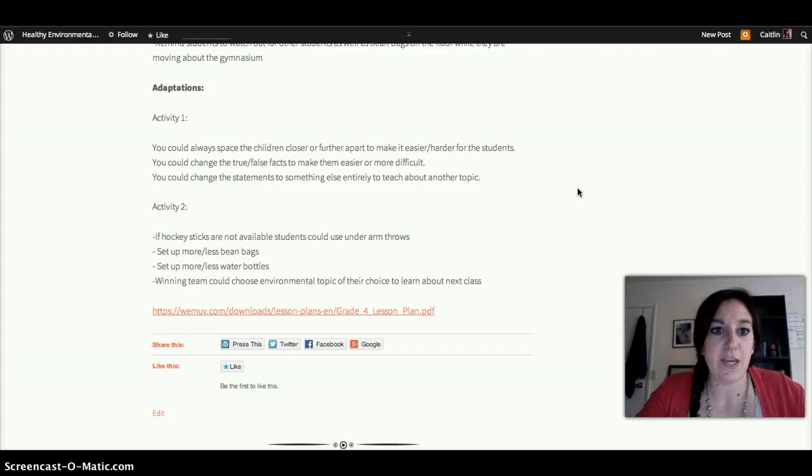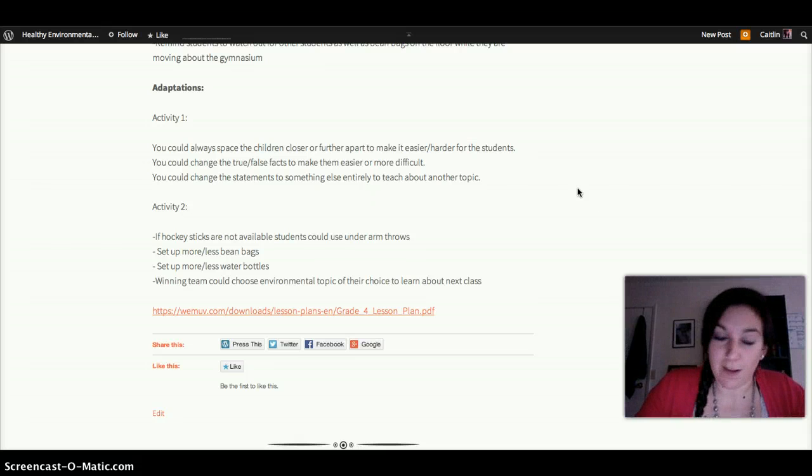Adaptations for the first activity. You could always space the children closer or further apart to make it easier or harder for the students chasing or running away. You could change the true or false facts to make them easier or more difficult. And you could change the statements to relate to a completely different topic.